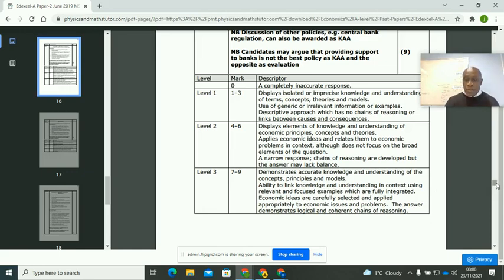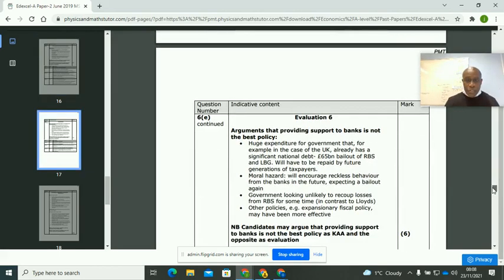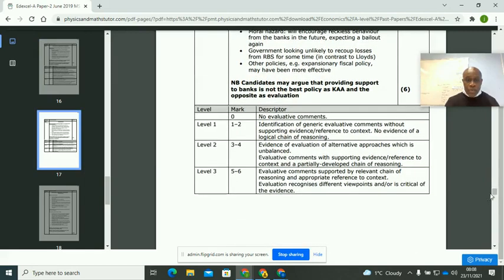Now, in terms of your evaluation, you see, evaluation, this is what evaluation is. What we're looking at here, let's look at the level 3, which is the highest level. Evaluated comments supported by chain of reasoning, okay, and appropriate references to context, okay? So again, you're evaluating your analysis point. But evaluation recognizes different viewpoints and or is critical of the evidence.